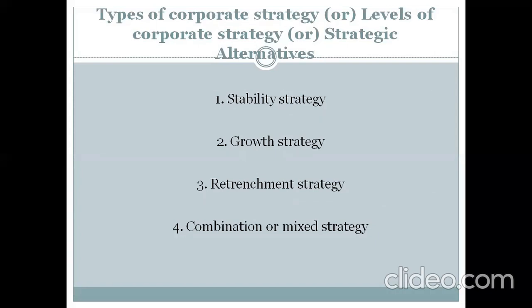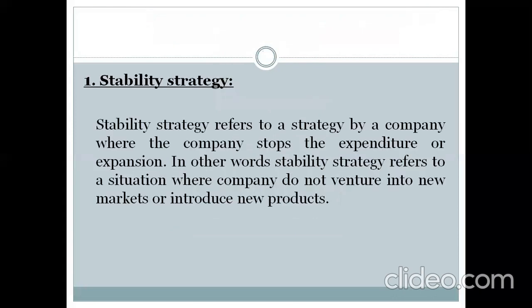It is classified into 4 categories, that is stability strategy, growth strategy, retrenchment strategy, combination or mixed strategy. Let's see point number 1, that is stability strategy. Stability strategy refers to a strategy by a company where the company stops the expenditure or expansion. In other words, it refers to a situation where companies do not venture into new markets or introduce new products.